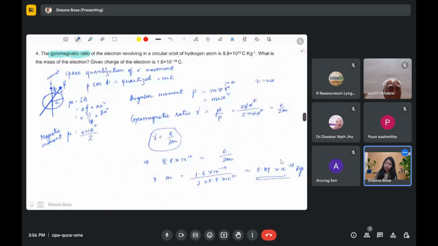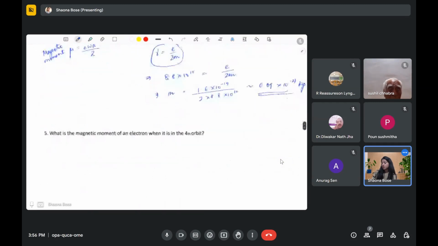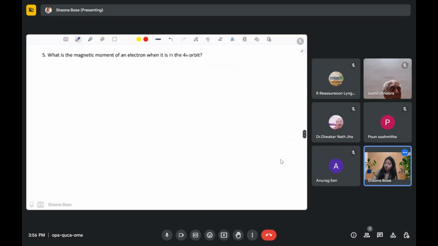So the question which follows, I hope this is okay. The question which follows is, what is the magnetic moment of an electron when it is in the fourth orbit? n is equal to 4. Please think for a while and let me know.